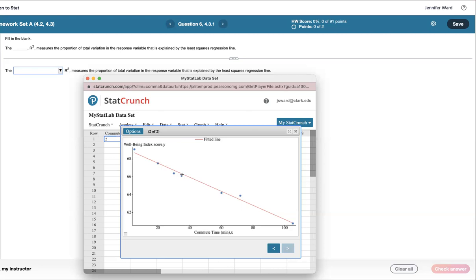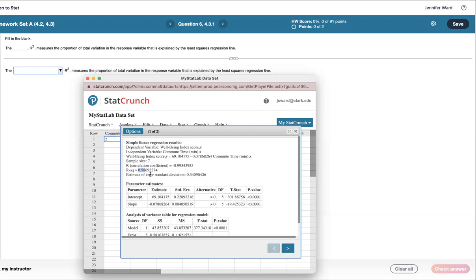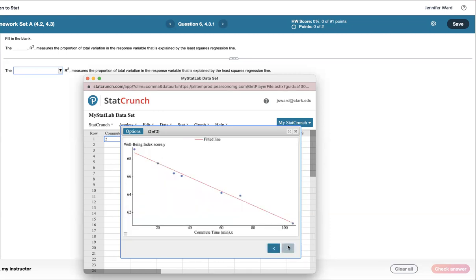So we only studied commute time. There's some other variable out there which is going to affect your well-being score. And it accounts for the balance of the 100% of the data. So if our R squared was 98.7, that means 1.3% of this total variation that we can calculate is explained by other variables that we didn't study. Since 98.7 is really close to 100, that is a lot of strong evidence that commute time is affecting well-being score.